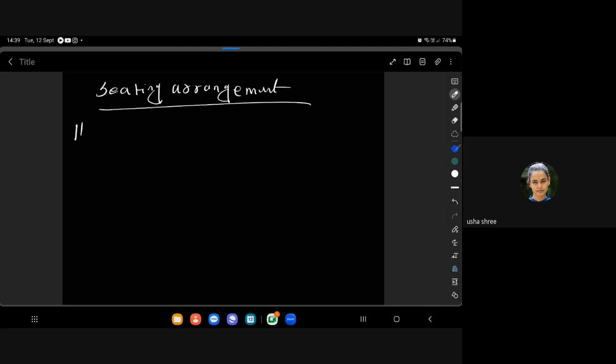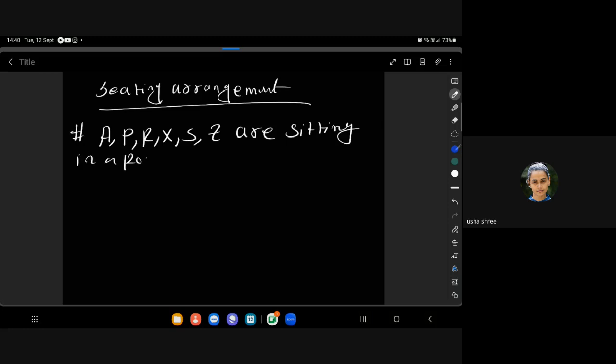So suppose a question is: A, P, R, X, S, Z are sitting in a row. Here also they will give you some information. You have to draw the diagram according to the information they have provided, and then solve. Now the next information is S, Z are in the center.